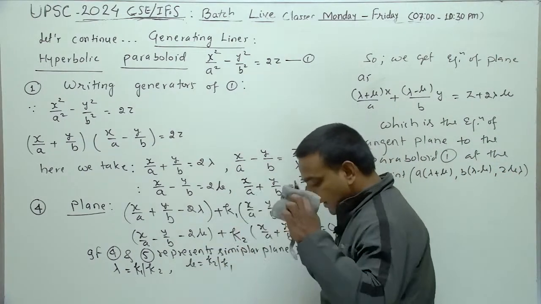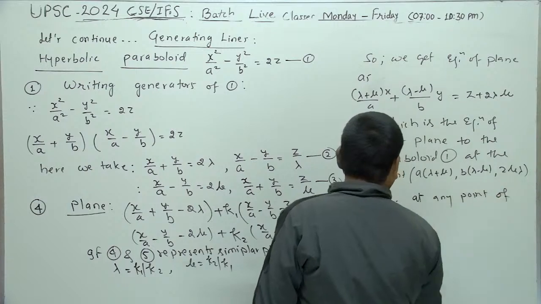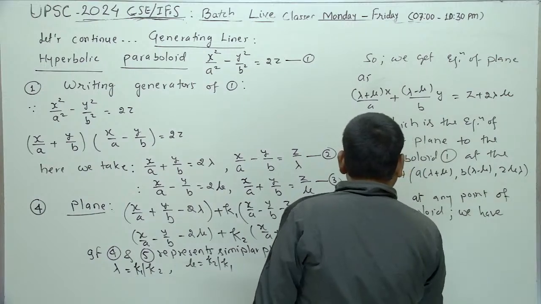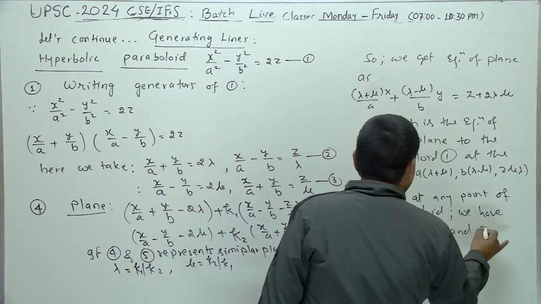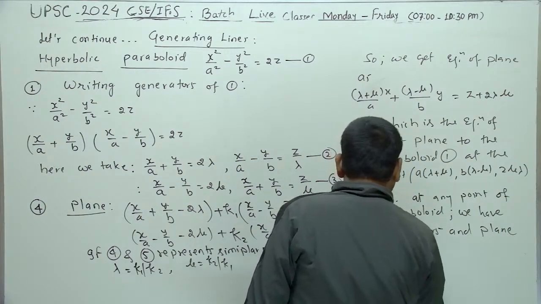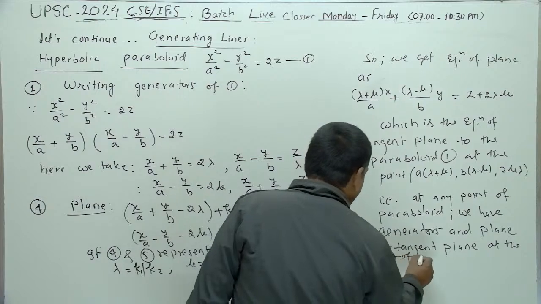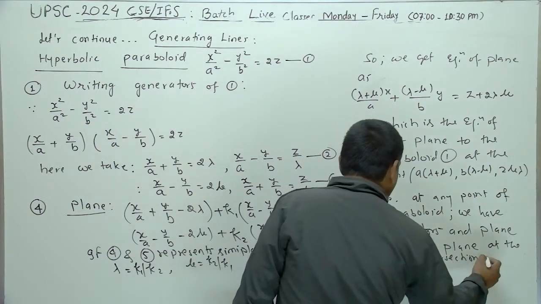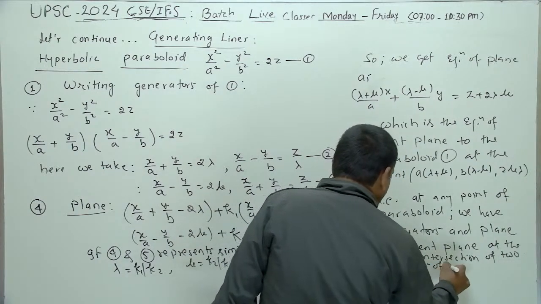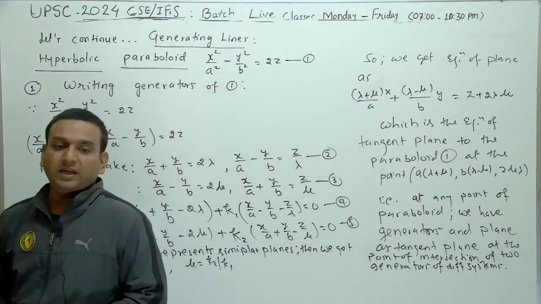That is, at any point of the paraboloid we have generators and a plane as the tangent plane at the point of intersection of two generators of different systems. Okay, that is the literal meaning of that.